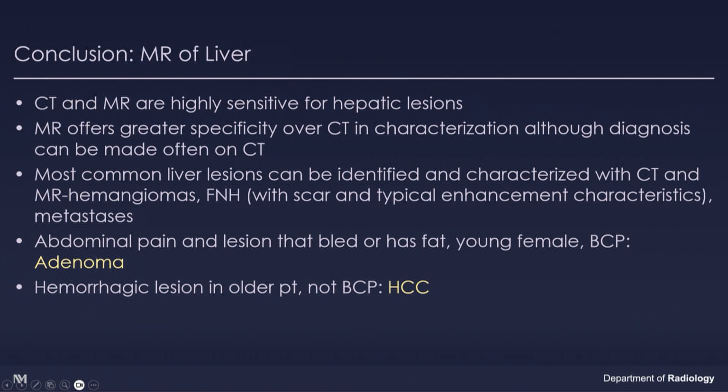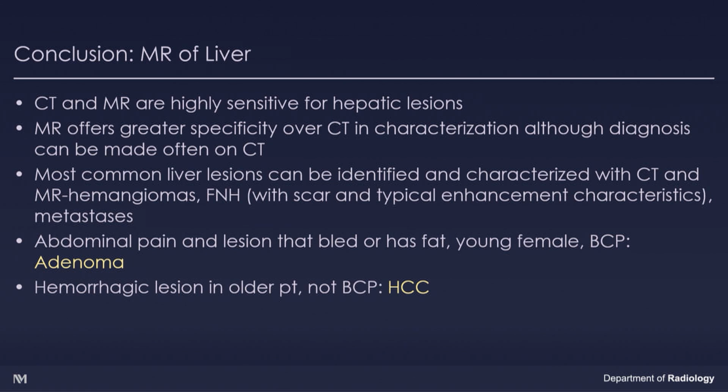So in conclusion, CT and MR are, as I showed you, highly sensitive and specific for hepatic lesions. I think MR often offers greater specificity over CT in characterization, although generally we can make the diagnosis with CT. Certainly the most common liver lesions can be identified and characterized. Certainly, as I mentioned, the hemangiomas, including the different subtypes, the FNHs with scar and typical enhancement characteristics, the metastases.